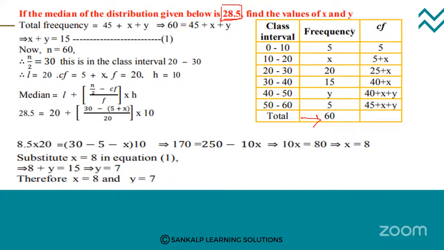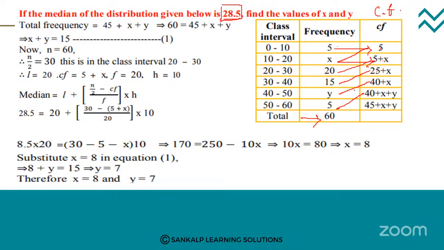Next, we'll find the cumulative frequency. To find the median, first we should find the cumulative frequency, CF. First write down the first frequency as it is. Next, first frequency plus second frequency is 5 plus X. 5 plus X plus 20 is 25 plus X. 25 plus X plus 15, 25 plus 15 is 40, so 40 plus X. Next is 40 plus X plus Y. Next is 40 plus X plus Y plus 5, that is 45 plus X plus Y.